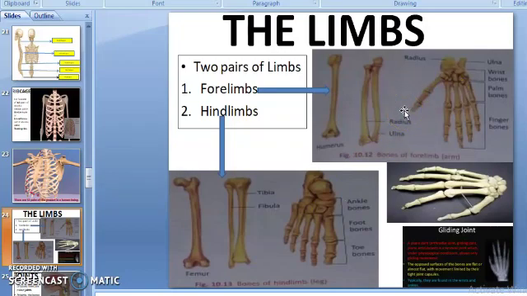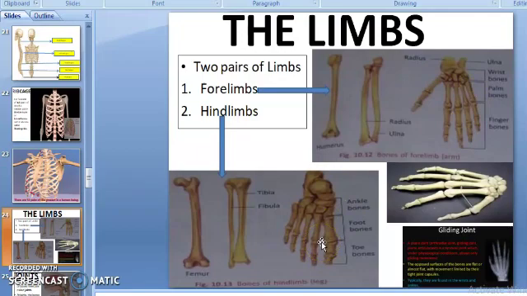Each limb is comprised of 3 long bones. These are the 3 long bones. 1, 2, 3. So each limb is comprised of 3 bones, 1 upper and 2 lower bones, joined in a hinge. Now the bones of the hand and foot end in small bones that form the fingers and toes. These are the small bones that form the fingers and the toes over here.